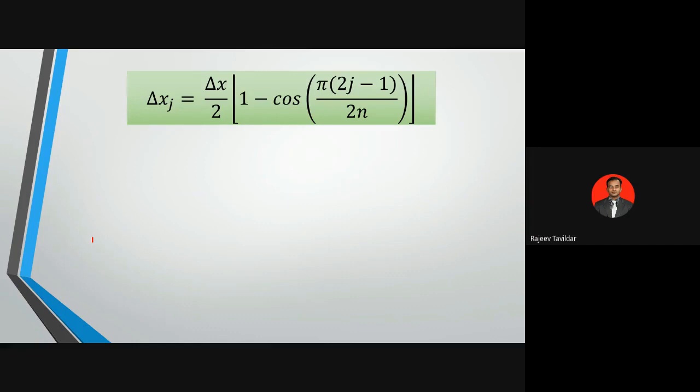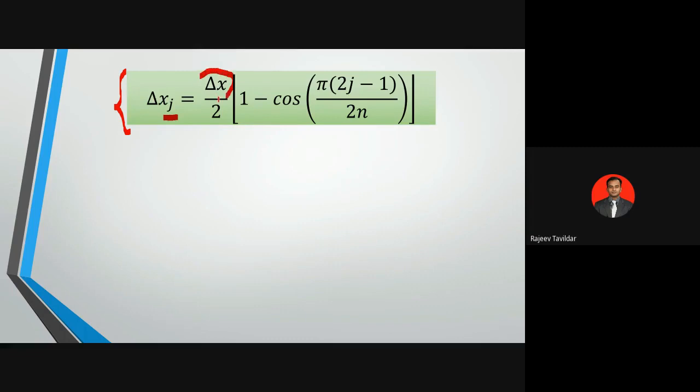The first step for the solution is to write down the equation of Chebyshev spacing, that is delta xj equal to delta x by 2, inside the square bracket, 1 minus cos of pi into (2j minus 1) divided by 2n, where j stands for the number of precision points. So you can start with 1, 2, and 3. Why only 3? Because we are solving this by using 3 position synthesis. So n will be equal to 3. So I need x1, x2, and x3.